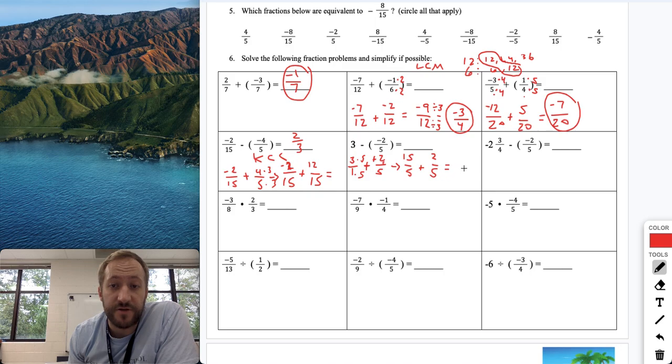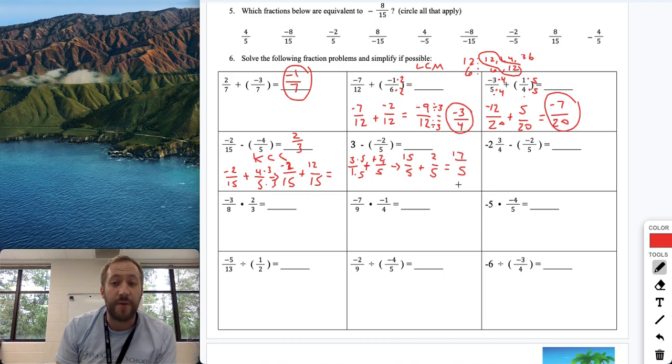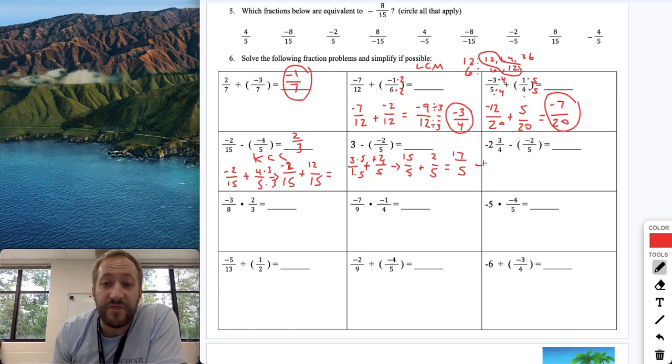The denominators are the same. I'm going to keep them that way. 15 plus 2, I'll add the numerators. Gives me 17. And now, this is an improper fraction where the numerator is larger than the denominator. Whenever I have this, that is not simplified. I always want to turn this into a mixed number.